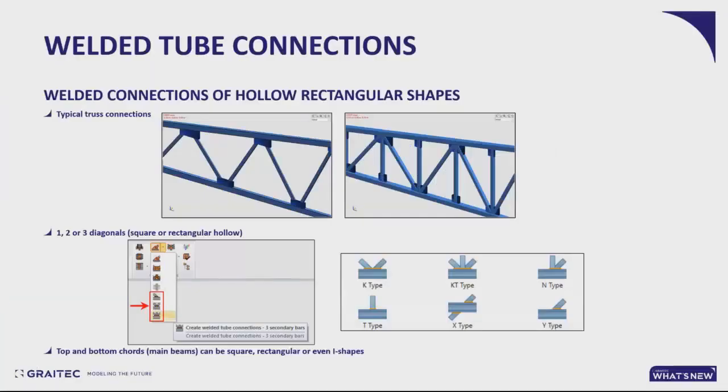So now let me show you the new welded connections that we have for hollow sections. So now you will be able to handle the typical truss connections with 1, 2, or even 3 diagonals that will be square hollow or rectangular hollow sections. That way you can deal with all the configurations described in the Eurocode 3. And as for the top and bottom chords, they can be square, rectangular, hollow, or even I shapes.